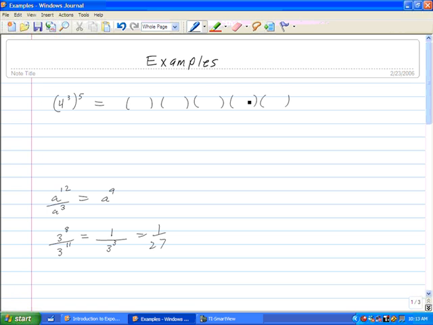1, 2, 3, 4, 5. 3rd power means put the 4 in there 3 times each. Here we are, the last 3. Let's take account of what we've got. 3 4s, 6 of them, 9, 12, and finally, this is a 4 to the 15th power.